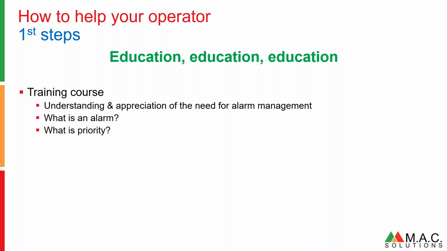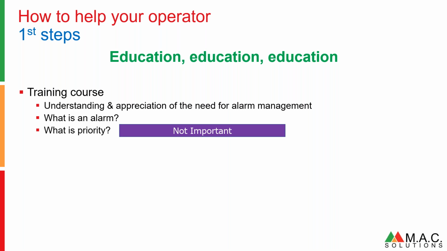Priority on many, many systems is indicated by a difference in color. You might have a red alarm for a high priority alarm. You might have a yellow alarm for a low priority, a blue, whatever. To many operators, color is just something that's there. It's just colors. It doesn't mean anything. It doesn't tell them that the red ones are more important because they haven't been trained properly.